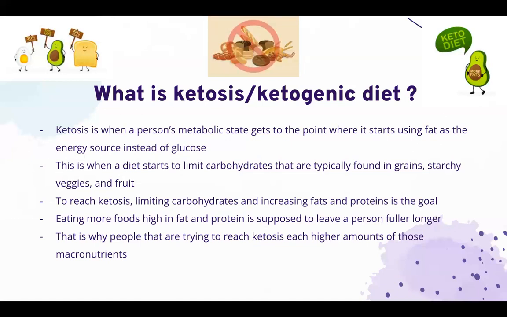Next, eating more foods high in fat and protein is supposed to help a person feel fuller longer. Hence, they should be eating less food, which then helps them reach ketosis since they will not be eating as many carbs. And that's why so many people trying to reach ketosis have higher amounts of those macronutrients.